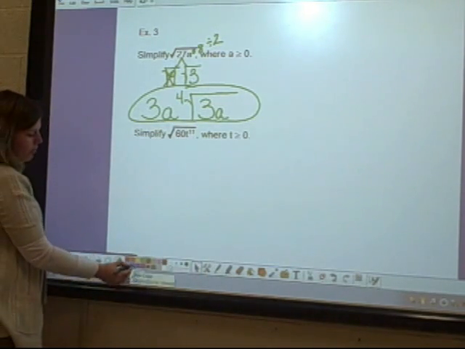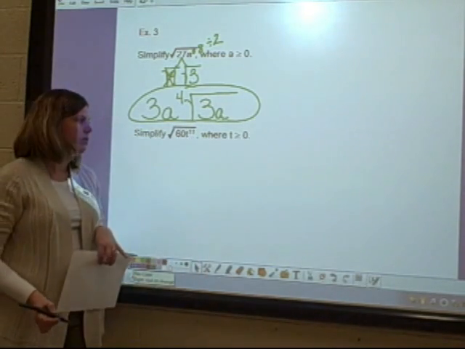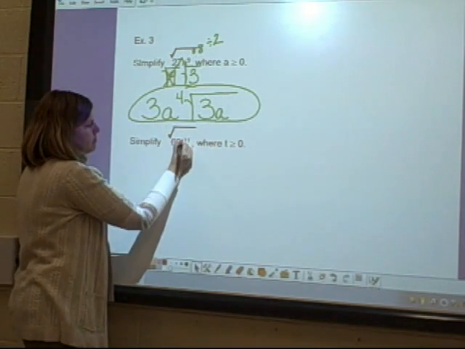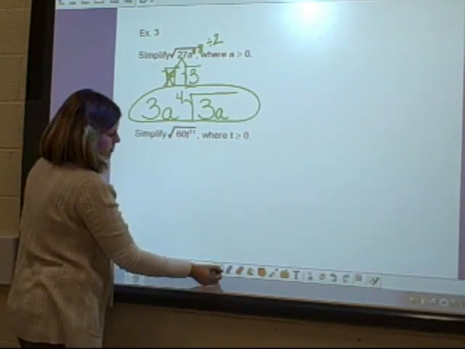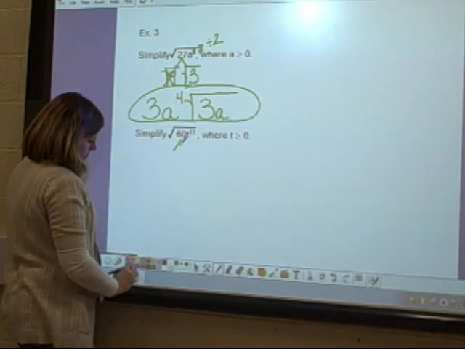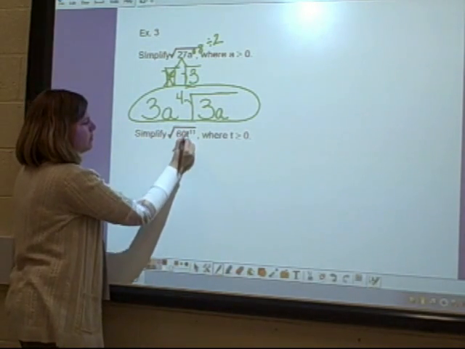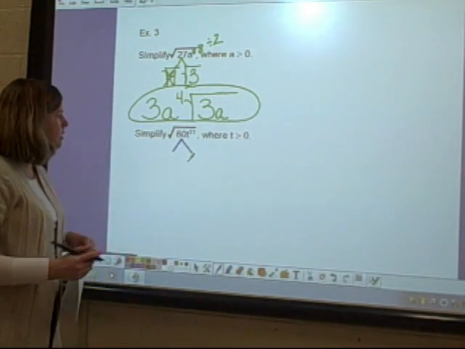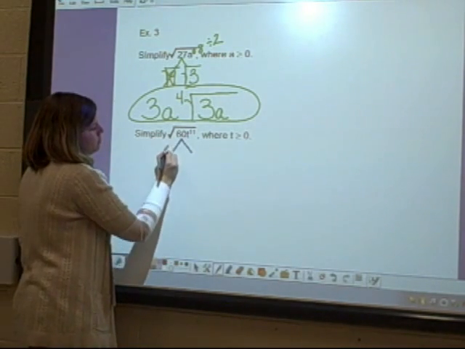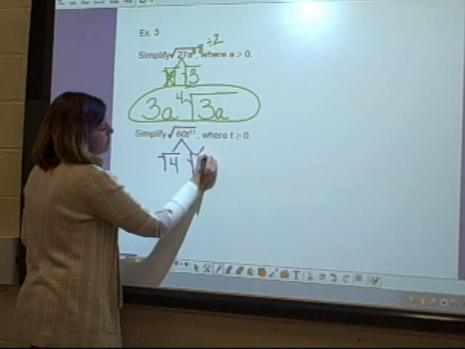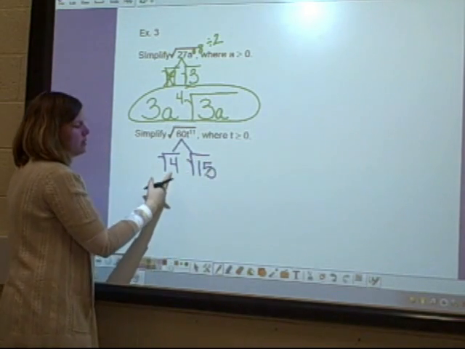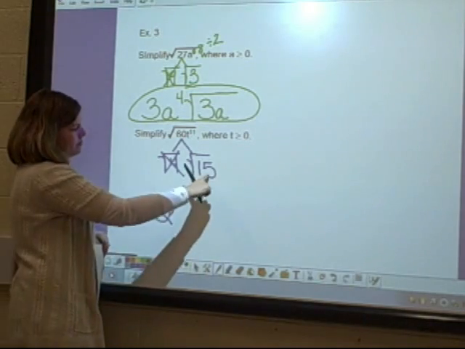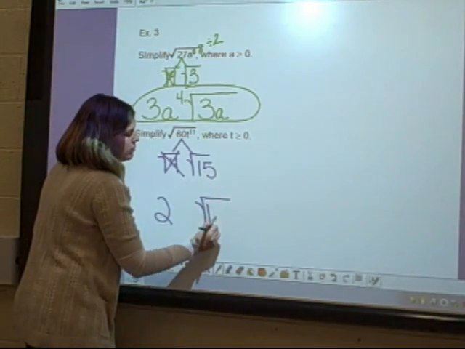If we try another one with an odd exponent, we'll worry about the exponent in a minute. Let's break down our 60. Okay, if we look for the largest perfect square that goes into 60, it would be 4. So this would be the square root of 4 times the square root of 15. The square root of 4 is 2, so that comes on the outside. Our 15 stays under the radical.